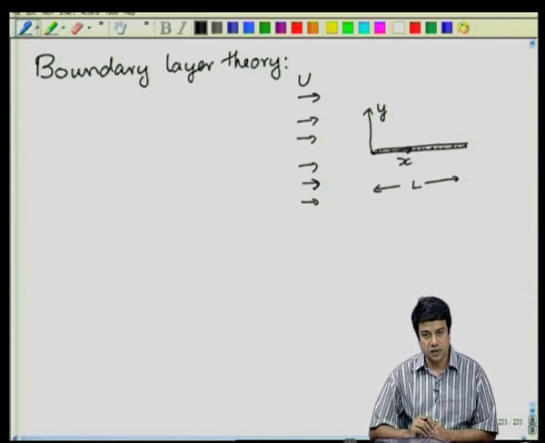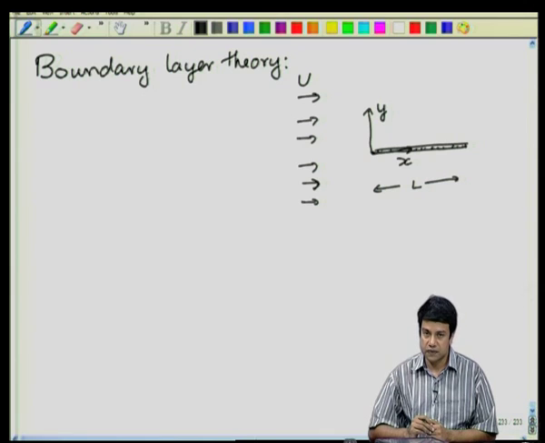Since this is a two-dimensional system, I can use two-dimensional equations to analyze this problem. Okay. So, first things first, what are the boundary conditions for this flow? You require that at the surface of the plate itself, both components of the velocity, streamwise and cross stream, have to come down to 0.